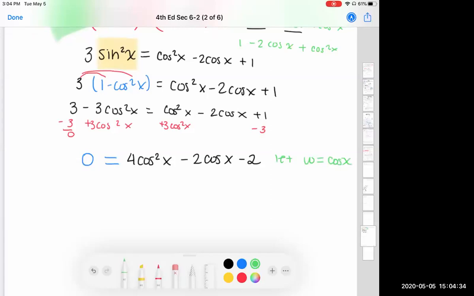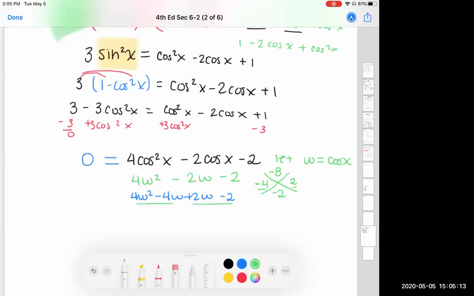So we can write this to be 4w squared minus 2w minus 2. All right, 4 times negative 2 is negative 8. My middle term is a negative 2. So what numbers multiply to give me negative 8 but add to give me negative 2? 4 times 2, I want a negative 2. Let's make that a negative 4. And we're going to replace our middle term with that, so that I have 4w squared minus 4w plus 2w minus 2.